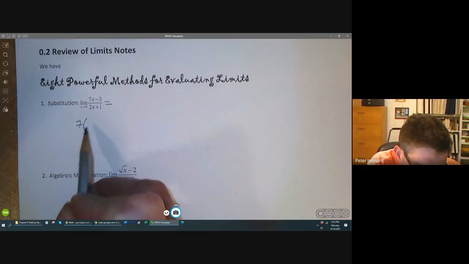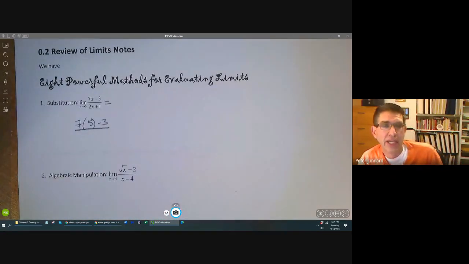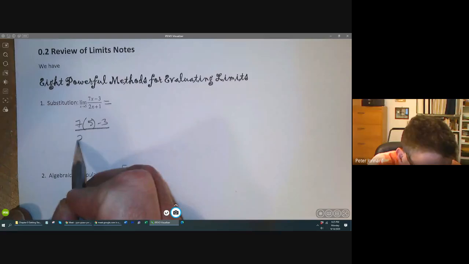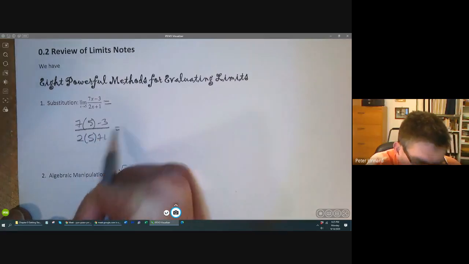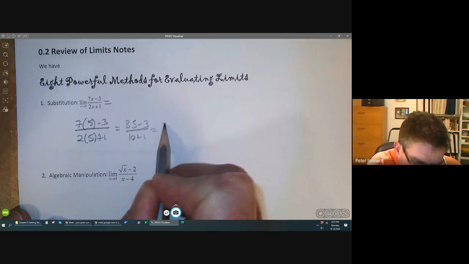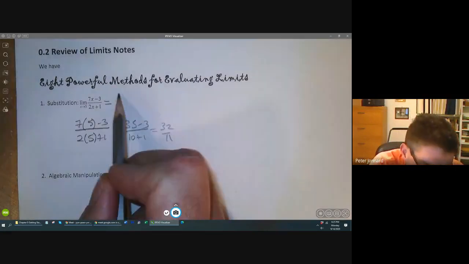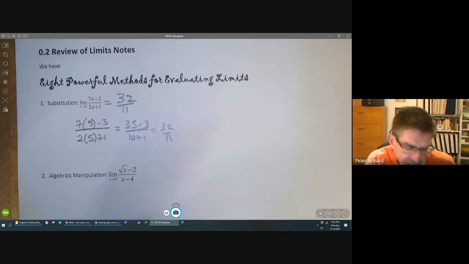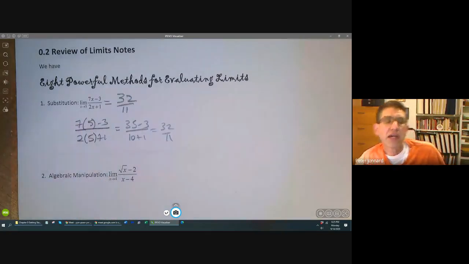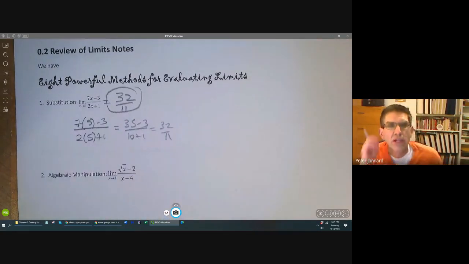So simply try substituting in a 5. And the danger is you get a 0 in the denominator. That's really when you run into problems. So 2 times 5 plus 1. What is that? 35 minus 3 over 10 plus 1, or 32/11. So since it works perfectly with no issues at all, you can simply use evaluation. The function is defined at 5, and so you simply plug in a 5, and there you go. And there's your answer, and that's all the work you need to show. You've justified your answer here.